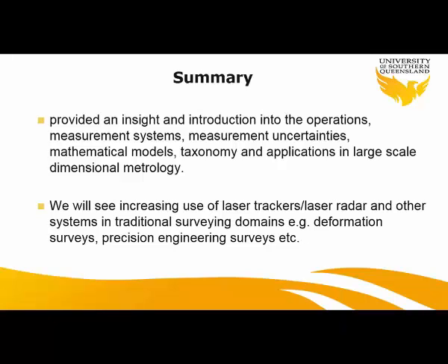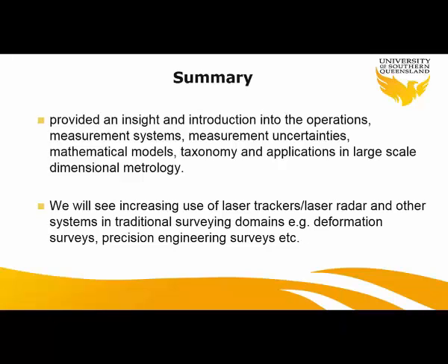In summary, we covered large scale dimensional metrology and the system measurement techniques which have been used in this area. We talked about the different types and applications of large scale dimensional metrology, which is mostly industrial metrology. Hopefully we covered all the areas you need to know. It's just an introduction to metrology. If you want to learn more, there is always reading material. I put some recommended reading material which is not assessable, so it's not going to be in the exam. It's just for your interest, and you can go and read it.